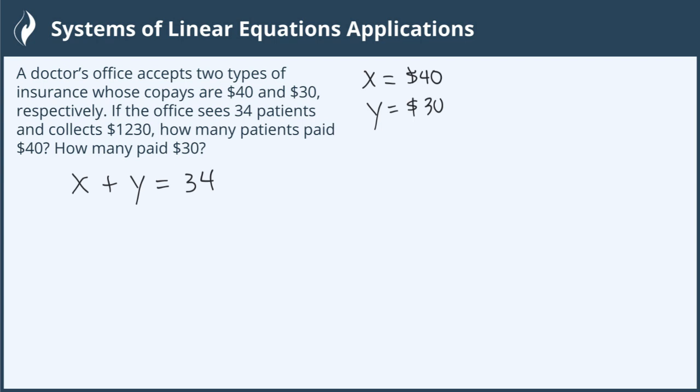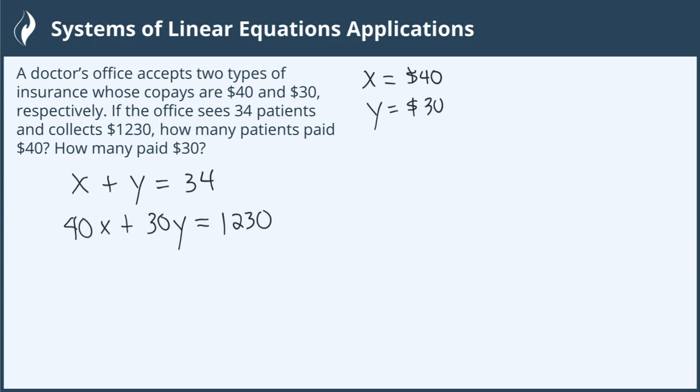Now, to find out how many paid $40 and how many paid $30, we're going to take that money amount and times it by the number of patients that paid that. Then we do the same thing for Y: they paid $30, times the number of patients that paid $30, and that equals $1,230. You keep money variables together and non-money variables together. You don't mix them. This will help you solve the equation.